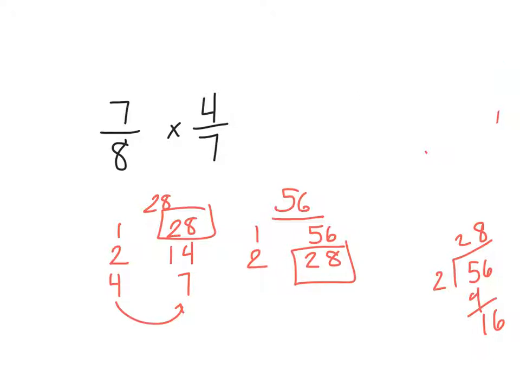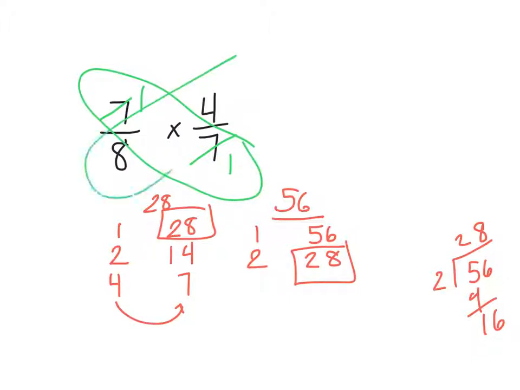I also could have made this problem easier on myself by doing some simplifying at the beginning. So I could have said, oh, 7 and 7 can both be divided by 7, and I will get 1. Remember, this direction and this direction for cross-simplifying. 8 and 4 can both be divided by 4. 4 divided by 4 is 1, and 8 divided by 4 is 2.